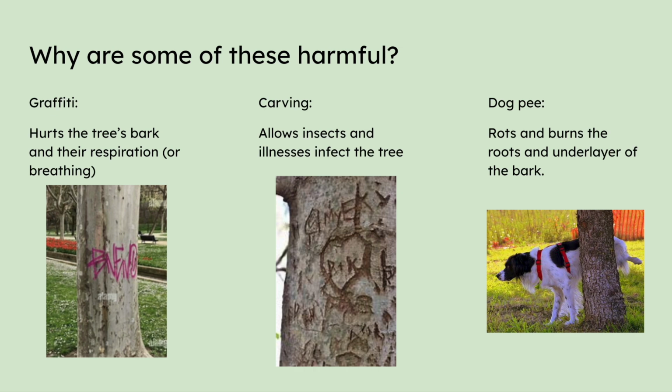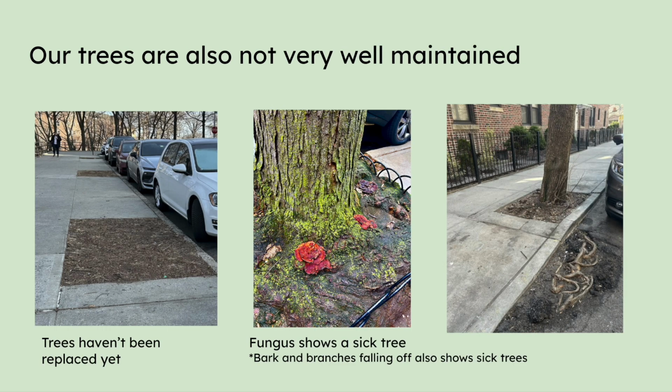Then we explain why some of the threats are dangerous because many people may not understand why they're harmful, such as graffiti, carving, and dog pee. People might not know why they're harmful to trees. So in this maintenance slide, you should also expand on why poorly maintained trees can be bad. For example, a dead tree could fall on a car or house, and that's why you need to try and get rid of them if they're dying. So you can see that the fungus shows a sick tree, you can expand there.